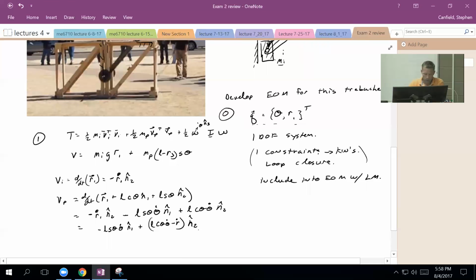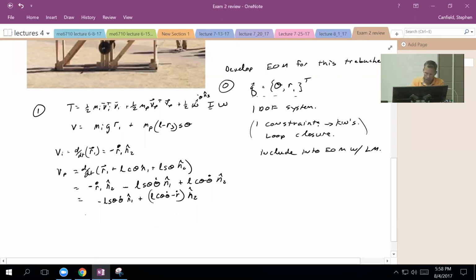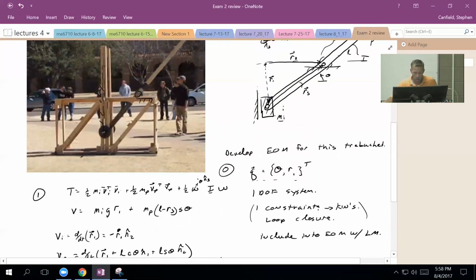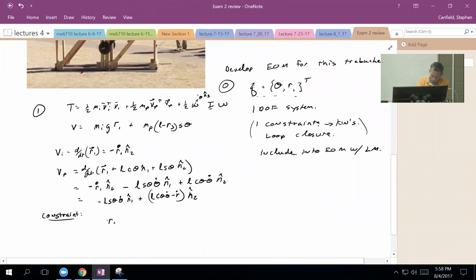There. Now, let me go ahead and insert my constraint while I'm right here. My constraint comes from loop closure in this case. And loop closure says that the vectors that form a loop, which we wrote down, R1 plus R3 minus R2, always have to equal 0, the way we wrote them. So vector R1 plus R3 minus vector R2 has to equal 0.